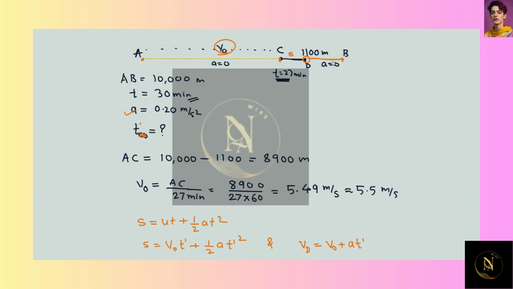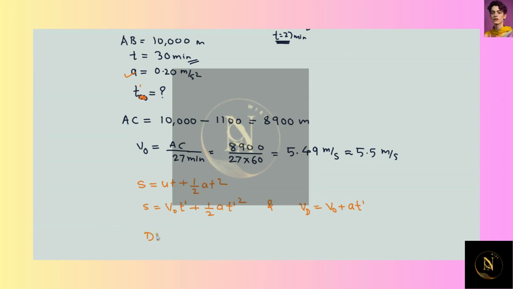It means this path DB, which I can write as 1100 minus S, would be equal to the velocity at D times the time for that path. The remaining time is 3 minutes, since we have 30 minutes to complete this race and 30 minus 27 is 3 minutes. To travel C to D we have taken T dash time, so the remaining time is 3 minutes minus T dash, which I can write in seconds as 180 minus T dash.